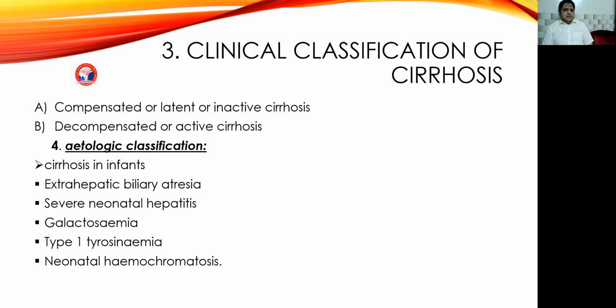In the post newborn period, that is after delivery, the neonatal period, the first 27 days, the child may develop hepatitis due to viral infection. The virus may be transmitted from mother to the baby. So the child develops hepatitis. Next one is galactosemia type 1, tyrosinemia, neonatal hemochromatosis.